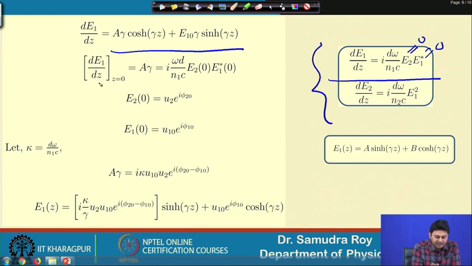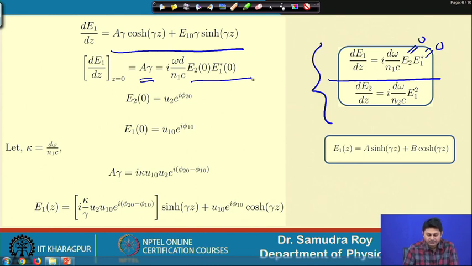So, dE1/dz at z equal to 0, from this equation we can say this is A γ, because when I put z as 0, this term becomes Aγ, and here sinh of 0 is 0, so this term will not be there. So, Aγ should be equal to, from this equation, iωd divided by n1c multiplied by E2 at z equal to 0 and E1* at z equal to 0.